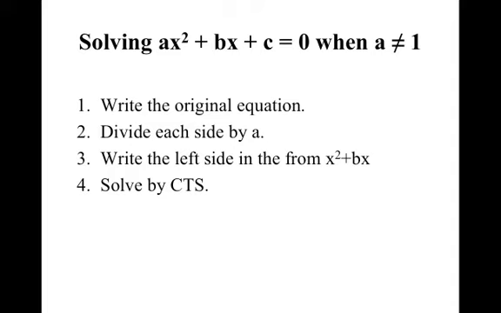We're going to look at how to solve ax squared plus bx plus c equals 0 when a does not equal 1. So far, a has been 1, but what happens? What we're going to do is write the original equation, and then divide each side by a. So whatever that coefficient is in front of the x squared, we're just going to divide both sides of the equation by that value. Then we're going to write the left side in the form x squared plus bx, and then we're going to solve by completing the square.